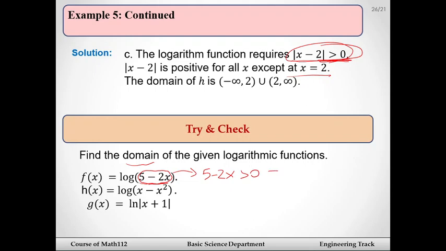So we check this one, and when you solve this one, it requires some solving skills, and we learned them in Math 1. Now x is less than 5/2, and this gives us the interval from -infinity to 5/2, and 5/2 is not included. So the domain here should be -infinity to 5/2.